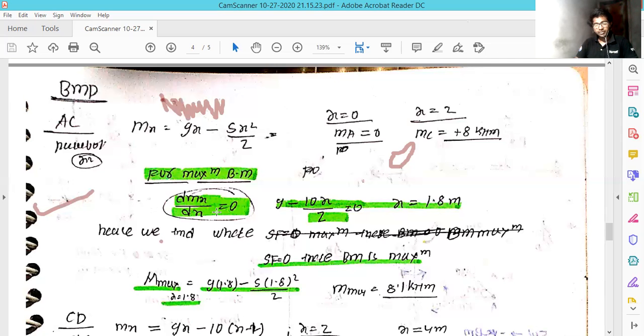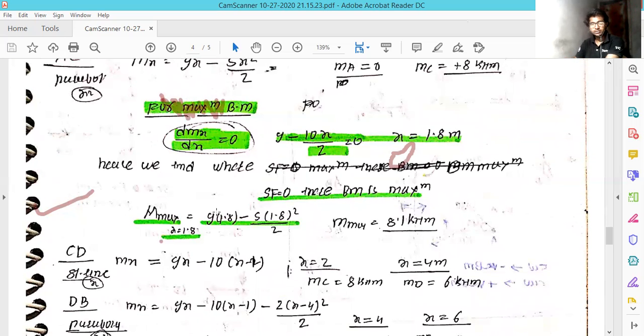And if you put 1.5 in the above equation for Mx, you will get the maximum bending moment equal to 8.1, which is higher than 8 kilonewton meter. So if they ask what is the maximum bending moment in the entire cross section, it is where the shear force crosses the neutral axis, where the shear force is going to be zero. There you have to find the bending moment. At that point you will get the maximum bending moment.